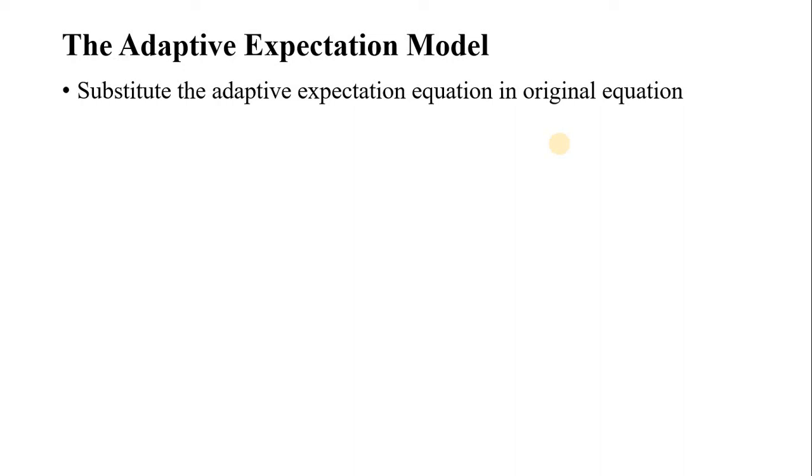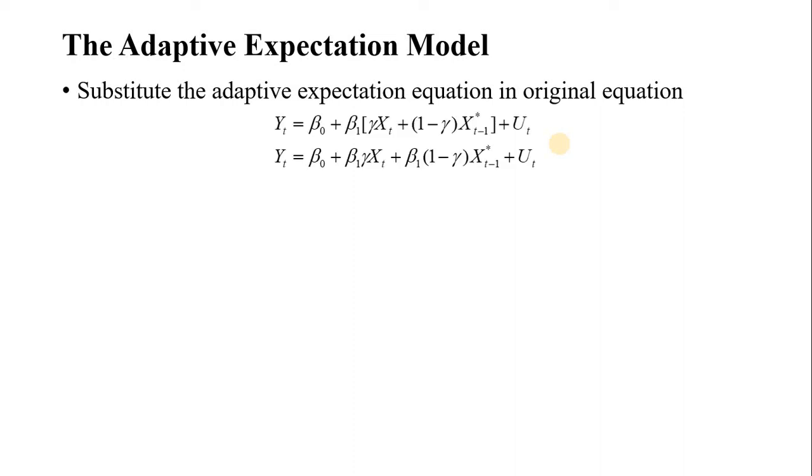Okay, now we are going to derive the model. What you have to do is substitute the adaptive expectation model or equation in the original equations. Okay, so what was our original equation? Nothing but yt is equal to beta 0 plus beta 1 x star t plus ut. X star t is not directly observable, so we have adopted this adaptive expectation hypothesis. Now you substitute the equation of this adaptive expectation model in here. So what will be the equation?